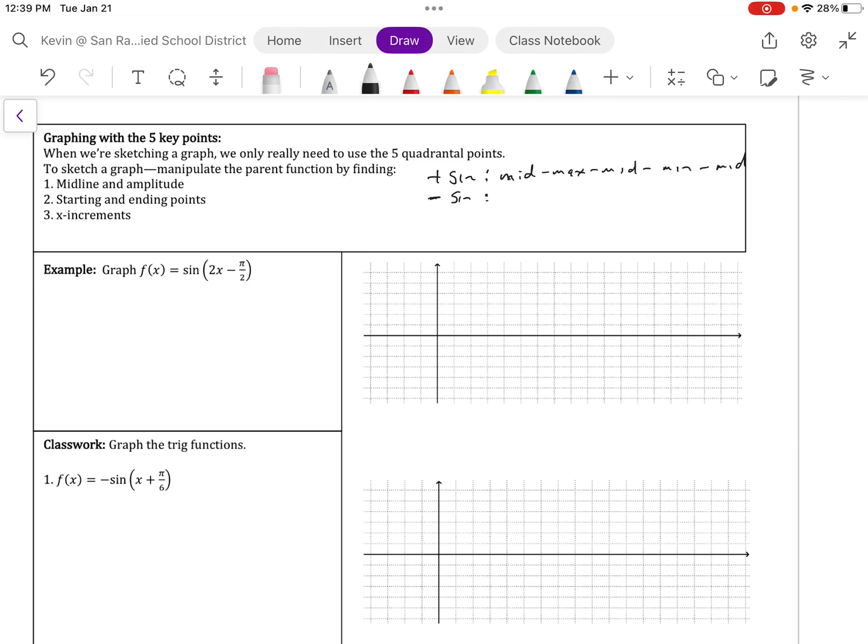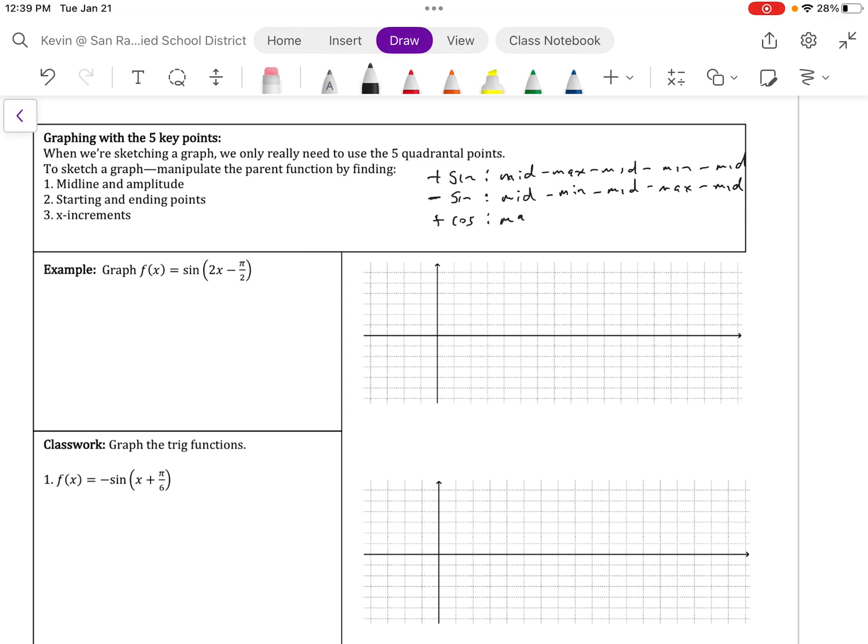If it's a negative sine, in other words, and we'll see this later, if there's a negative, like down here, so negative sign, if that's the case, then we're going to start at our midline. We're going to go to our minimum. We're going to go down, then back to the midline, then up to the maximum, and then to the midline.